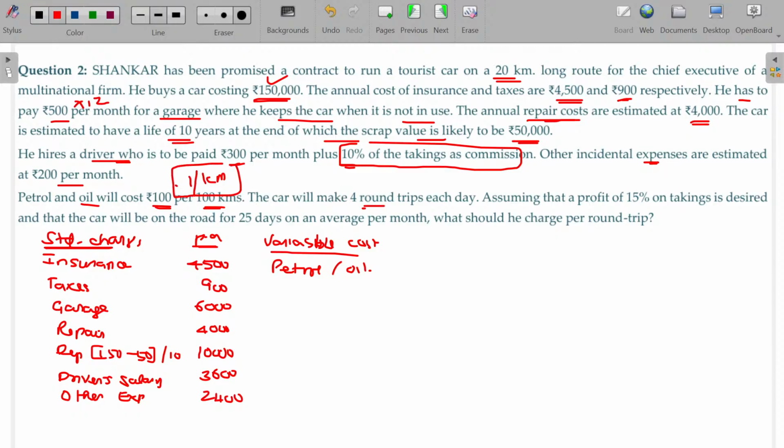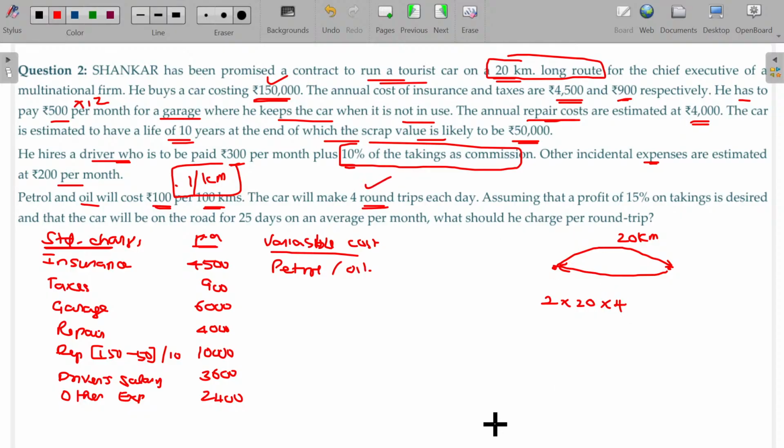The car will take 4 round trips. See, run a tourist car on a 20-kilometer long route. From here to here, 20 kilometers. Go and come back. This is called 1 round trip. So 1 round trip is equal to 2 into 20, 20 kilometers for up and return another 20, so 40 kilometers.